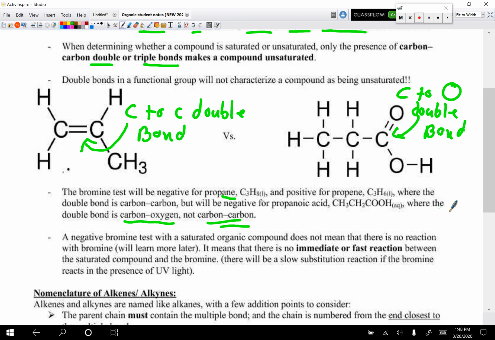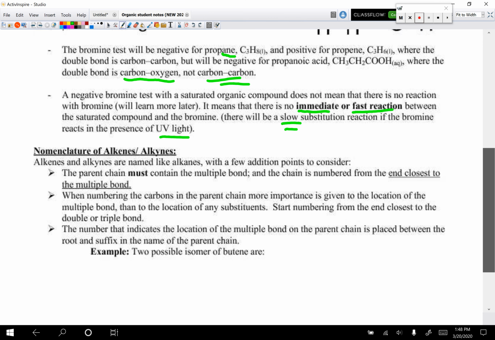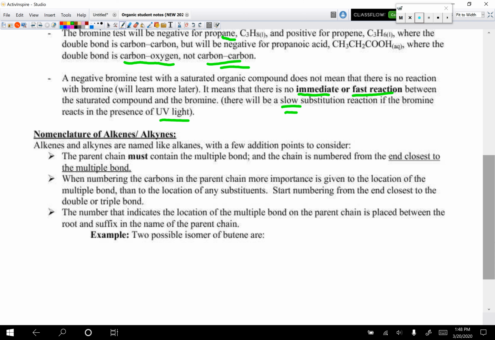All right. Now, as it mentioned right here, a negative bromine test with a saturated organic compound does not mean that there is no reaction with bromine, because we will learn later, and it's only for bromine, not potassium permanganate. So all that means is that there's no immediate or fast reaction with the saturated compound. We can get a slow substitution reaction in the presence of UV light, but when we get to substitution reactions, it'll be a little more clear, but these are very slow, so you're looking for a fast, immediate reaction. All right, so that's just a little bit on the saturation stuff.